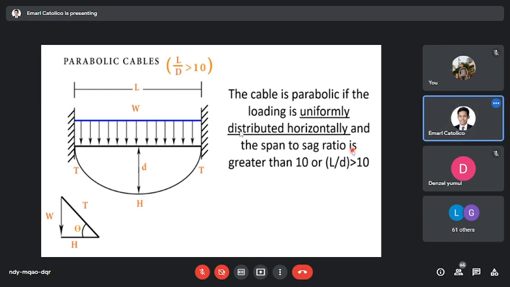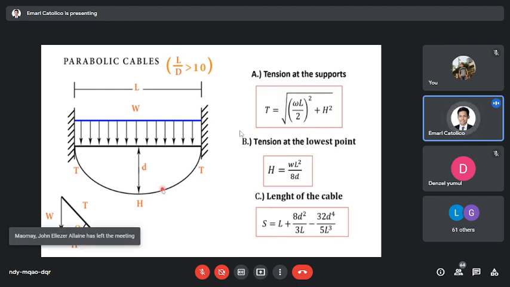The length of the cable is represented by S. Okay? So, length of the cable, so mula dito hanggang dito. So S is equals to L plus 8D squared over 3L minus 32D raised to 4 over 5L raised to 3.